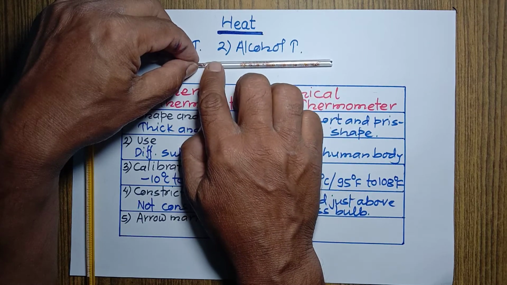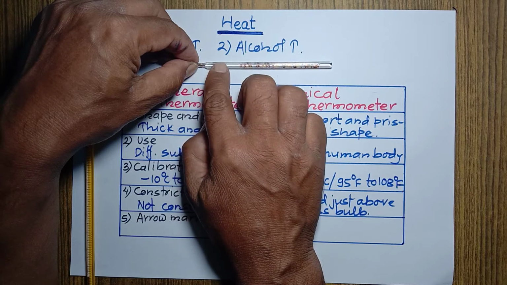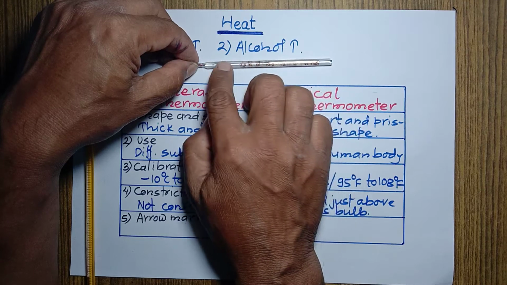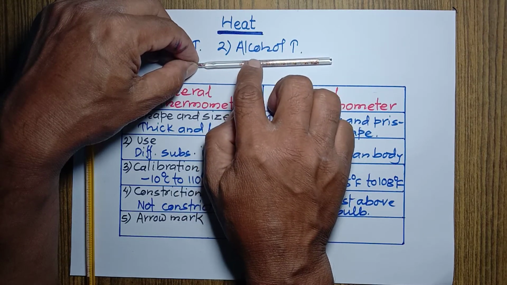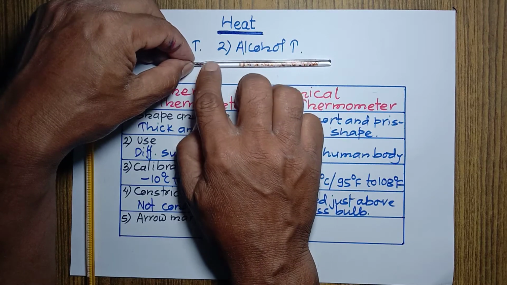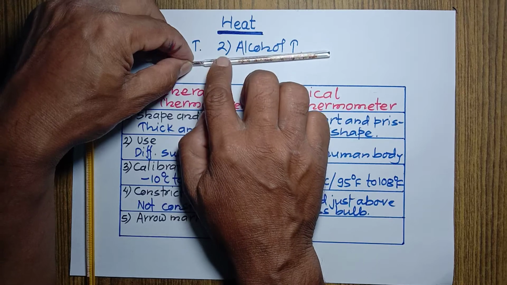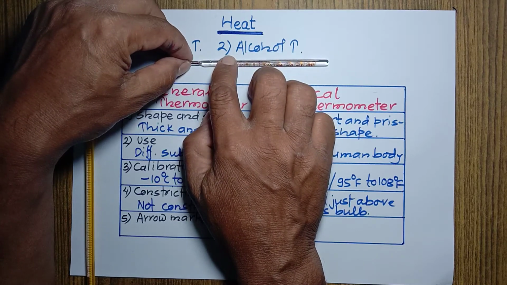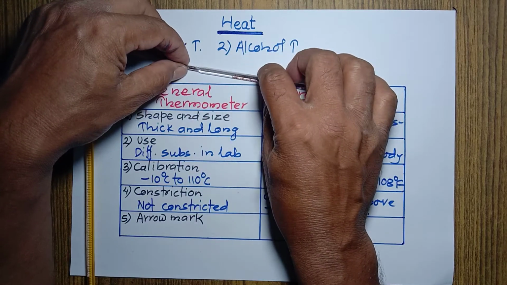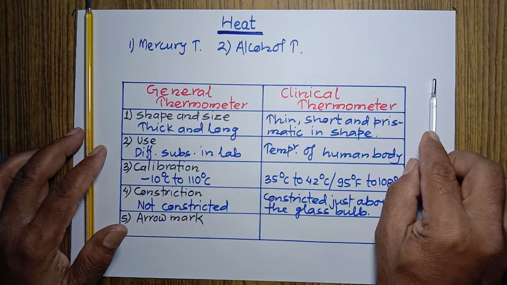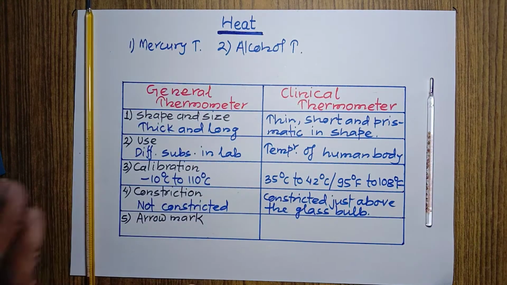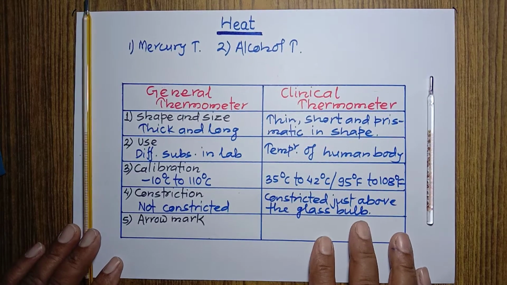And so it is constricted, and from the constriction point it cannot fall down because this is a very narrow path, and the contraction of mercury cannot pass through this constriction point and cannot fall down to this glass ball, and measurement of temperature is possible. If there is no constriction, then measurement won't be possible. Okay, that's why the clinical thermometer is constricted, but there is no need of constriction in the general thermometer. Okay, now let's talk about another point.